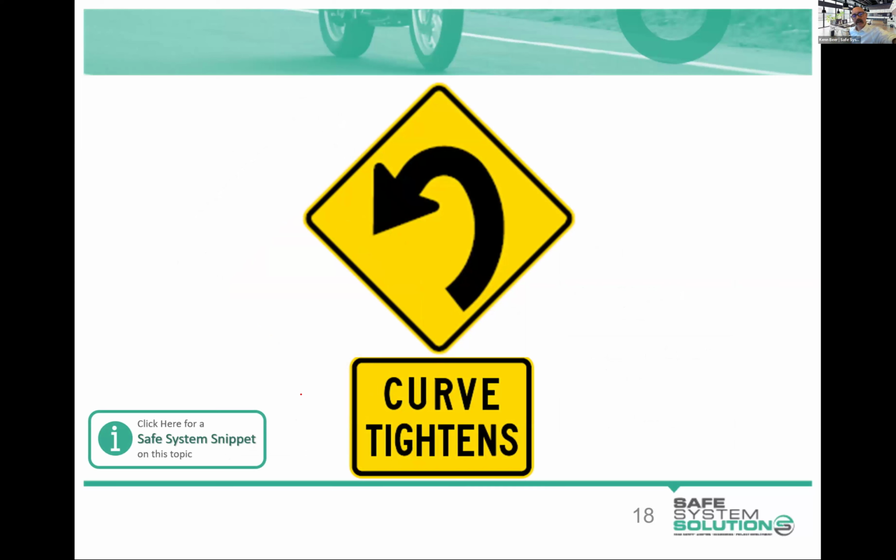But in this scenario, a rider will have to go onto the other side of the road because they enter the curve with a particular line and speed. And as it tightens up, they don't have the ability to navigate that. And they'll end up on the wrong side of the road.